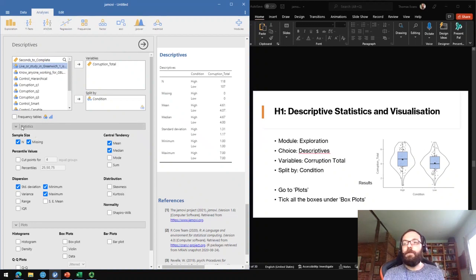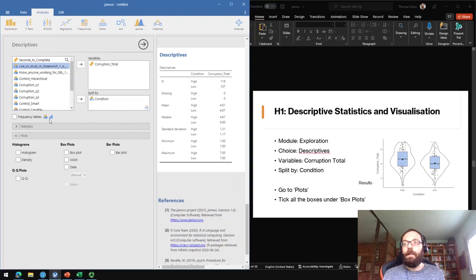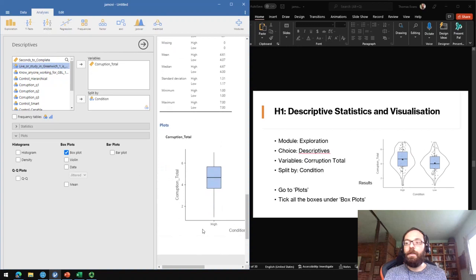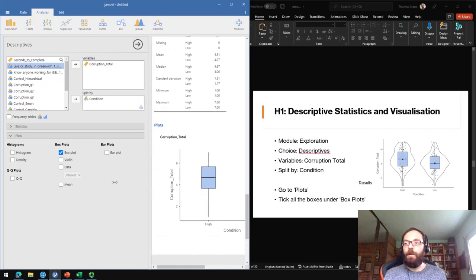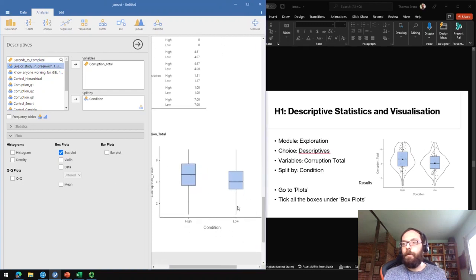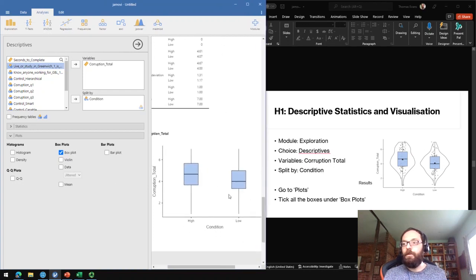So what you need to do is scroll on the left hand side in the descriptives panel to plots, and under box plots, I like to select everything. We want to see it all, and you can do this one by one to see how things change. So you start off with a simple box plot. You can see here you've got your scores, so your median and your intervals.